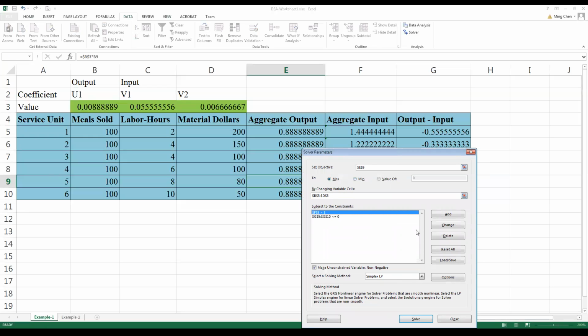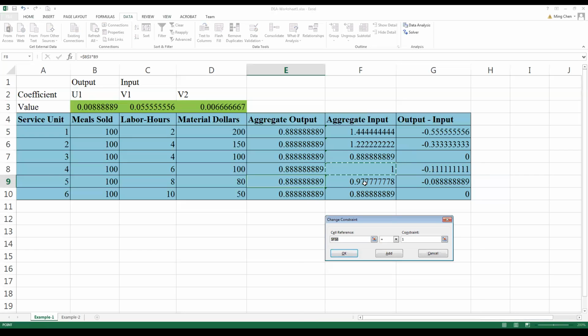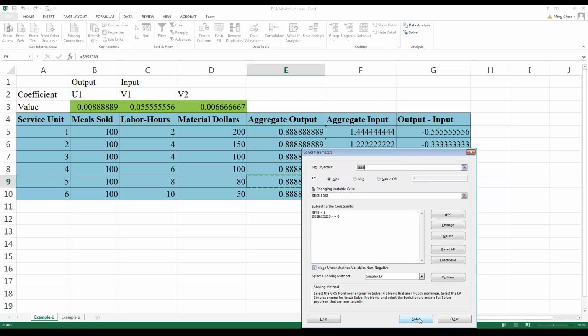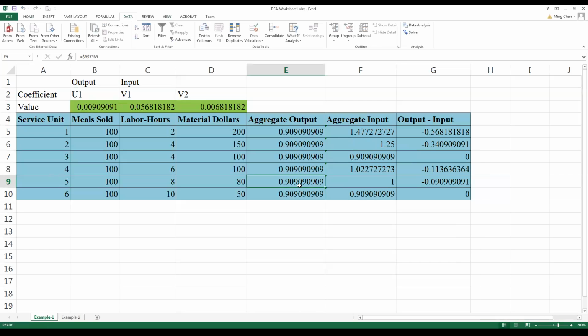So it's no longer F8. We change to F9, for service unit 5. Make it 1. Solve. You can see it's 0.909. What can we say about it? That means service unit 5 is not 100% efficient. It's only 90.9% efficient. There's room for improvement. So you can do this for every single service unit following the same procedure.